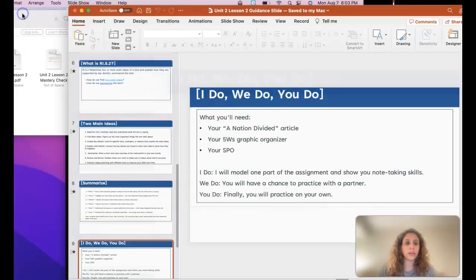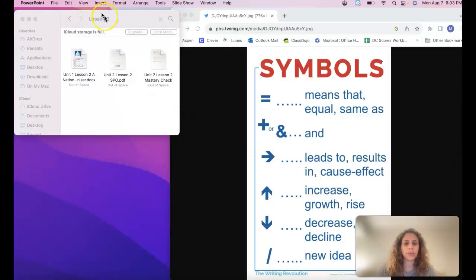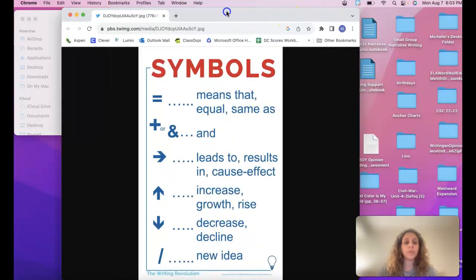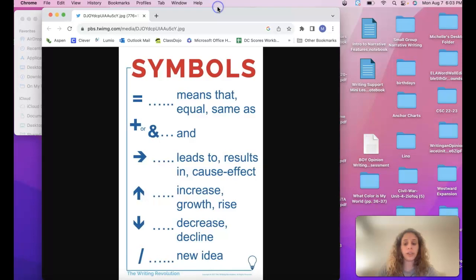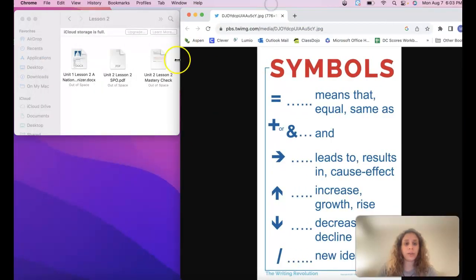If I can exit out of this. Okay, so there are some symbols that you should consider as you are taking notes. I'm going to also open up my SPO here.